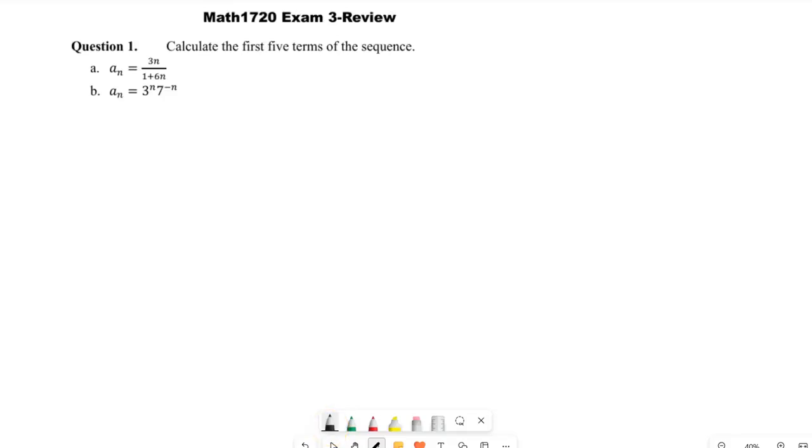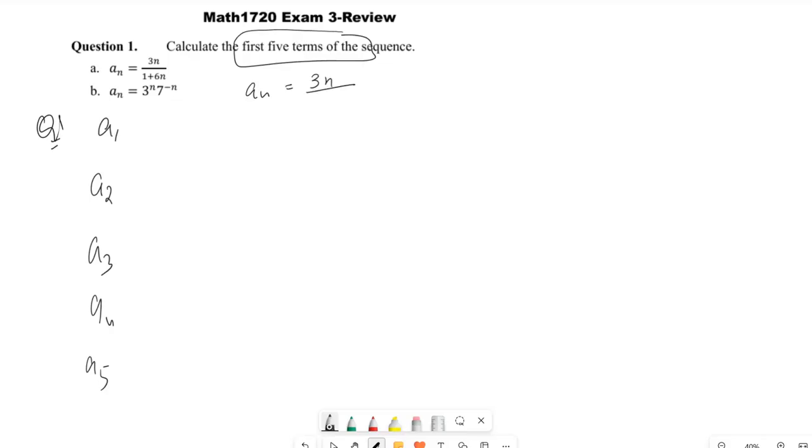Here is exam 3 review. Question number 1 is asking you for the first 5 terms of the sequence. You need to find a1, a2, a3, a4 and a5. The general term a_n is given as 3n over 1 plus 6n. All you have to do is replace n with 1.